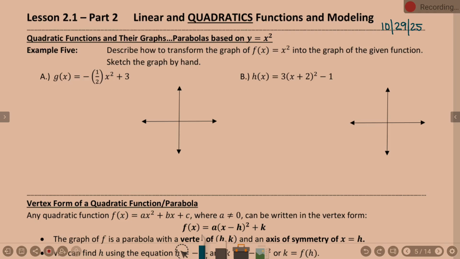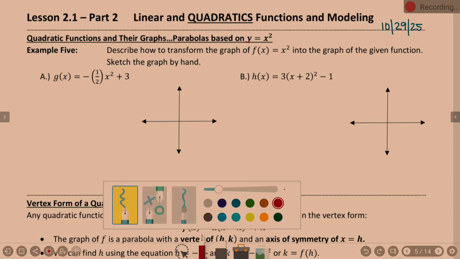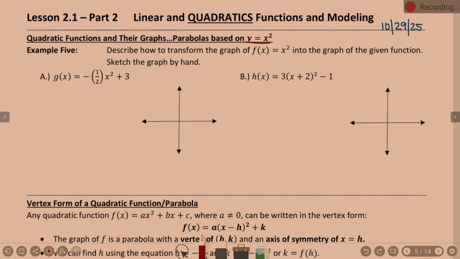We're going to start with some quadratic functions and their graphs based on the parabola y equals x squared. As you look at A, we're being asked to describe, so I need words, how to transform the graph of f of x equals x squared into the graph of the given function. And then we're also going to sketch the graph by hand. What do you notice is happening in this equation?